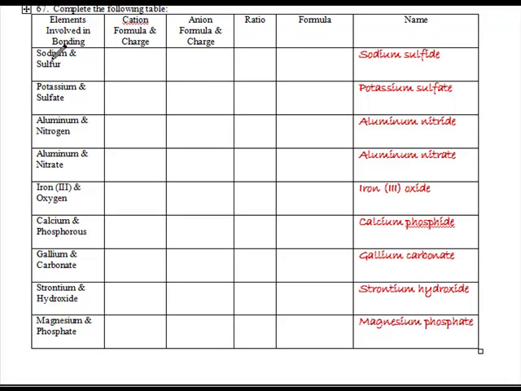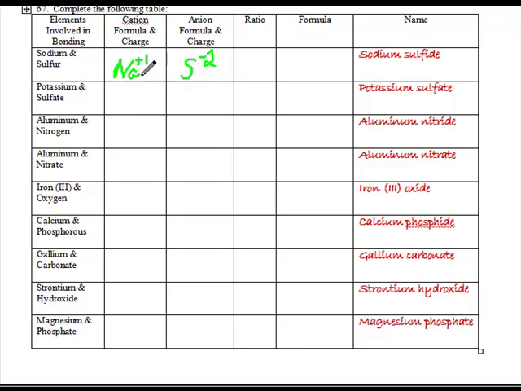So we've got sodium bonding with sulfur. Sodium is your metal, that always comes first, and that's going to be your cation because it's positive. So it's going to be +1. Sulfur, you have to look up what group it's in. It's in group 6, so it has 6 electrons already. It needs 2 more, so it's going to gain 2 and become -2.